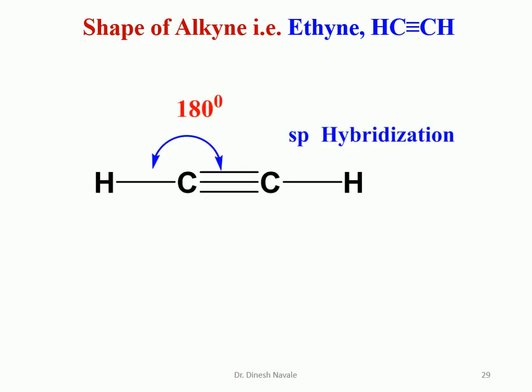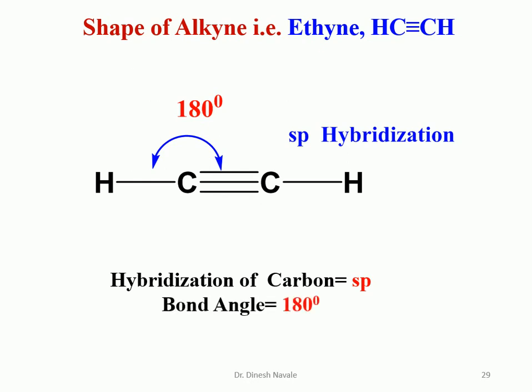So this is the bond angle. 180 degrees will be the bond angle. Hybridization will be sp for the carbon. The bond angle is 180 degrees, whereas the geometry is linear. So this is the structure for ethyne.